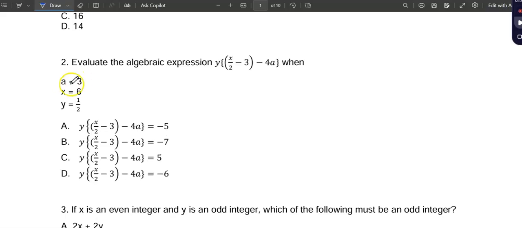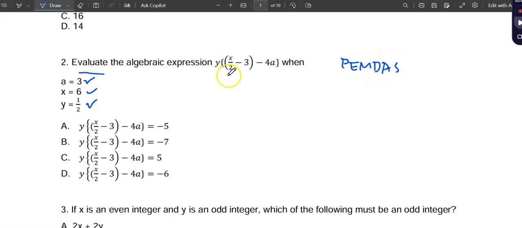That's number one. Number two, evaluate the algebraic expression y times the quantity of x over 2 minus 3 minus 4a when a is 3, y is 1/2, and then x is 6. So what you're going to do when you're asked to evaluate is simply plug in the values. All right, and then remember your PEMDAS, guys. You always do whatever is inside the parentheses before you do your exponents, multiplication, division, addition, and subtraction.